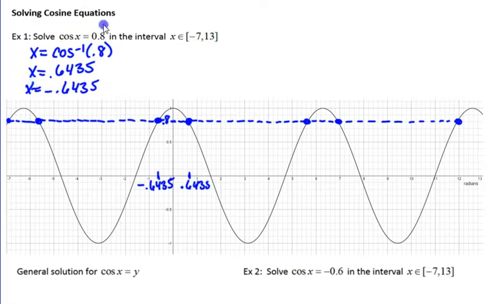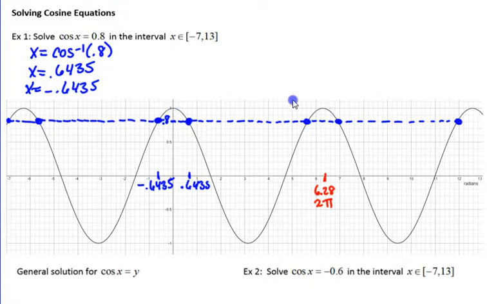Now how am I going to find the other solutions over on these other peaks here? This has to do with the period of the graph. If we look from high point to high point, you'll notice that the high point is a little past 6. In fact, this high point is at 6.28 or 2 pi. One cycle of the graph has a period of 2 pi, and that's true for cosine and sine. In their original form, the basic parent functions have a period of 2 pi.